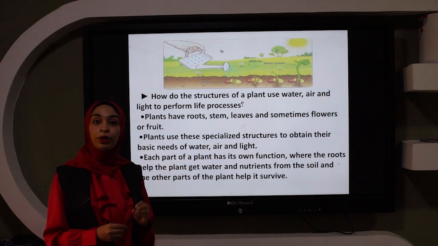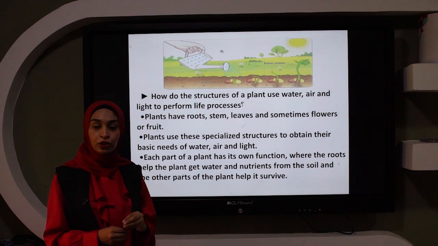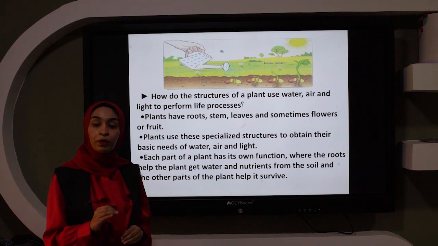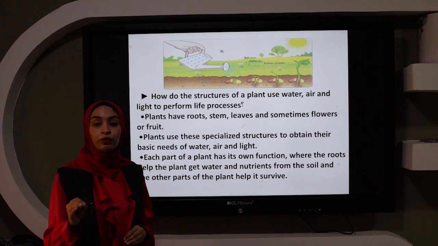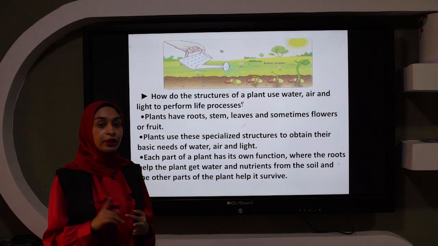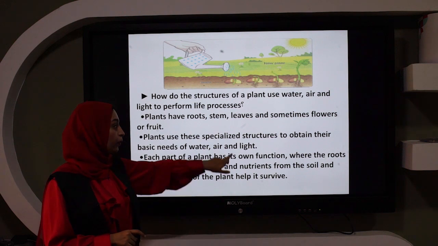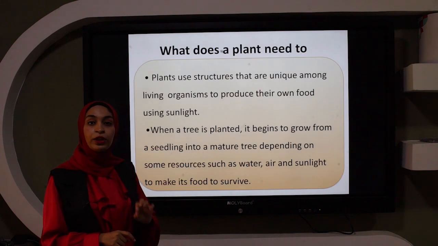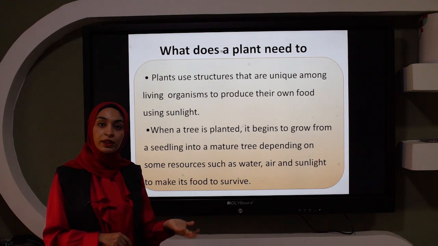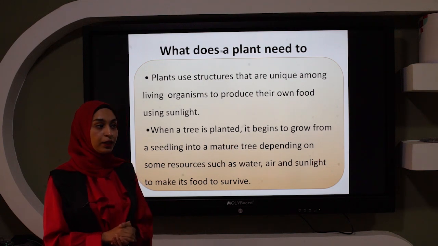Okay, so the plant uses its structure to make its food through a process called photosynthesis. Each part of the plant has its own function: roots have a function, stem has a function, leaves have a function. And according to the plant needs, we can classify the needs of the plant into basic needs and non-basic needs.